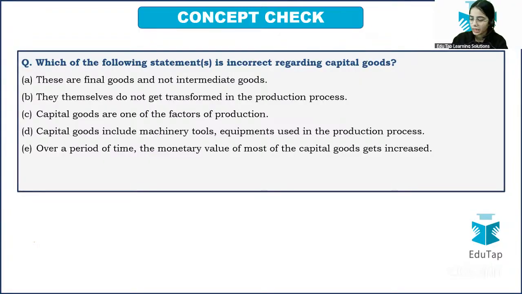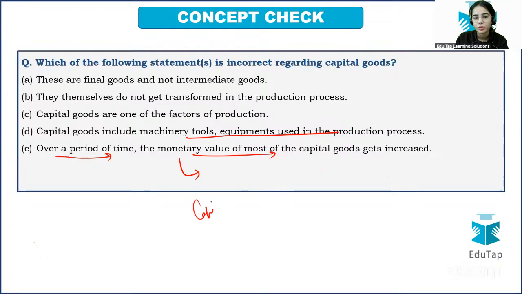Which of the following statements is incorrect regarding capital goods? These are final goods and not intermediate goods. They themselves do not get transformed in the production process. Capital goods are one of the factors of production. Capital goods include machinery, tools, equipment. Over a period of time, the monetary value of capital goods increases. This we will discuss in the coming slides also.